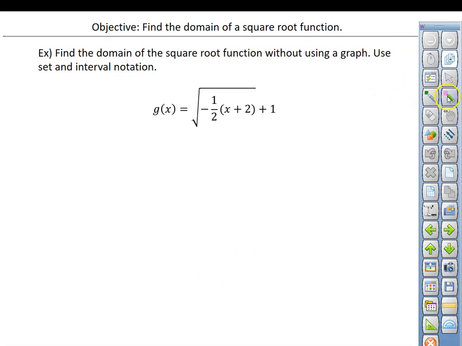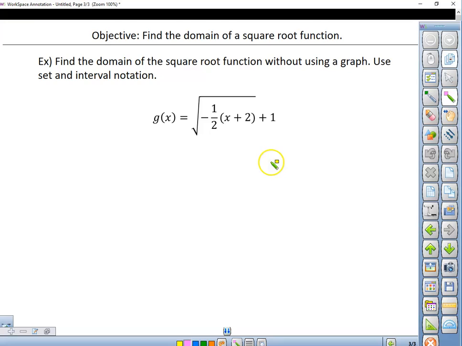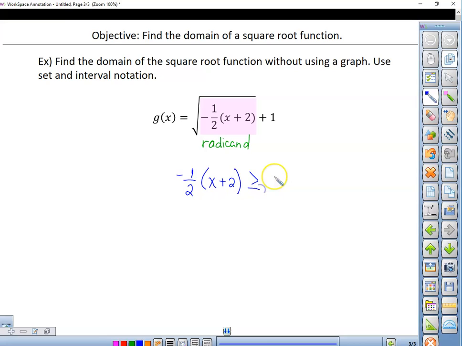All right, so now we've got g of x equals the square root of negative 1/2 times the quantity x plus 2, and the plus 1, notice, is outside of the radical, which means that this negative 1/2 times the quantity x plus 2 in parentheses is our radicand. So our radicand in a square root function always has to be non-negative. So that means it has to be greater than or equal to 0. So we're looking at negative 1/2 times x plus 2 must be greater than or equal to 0.